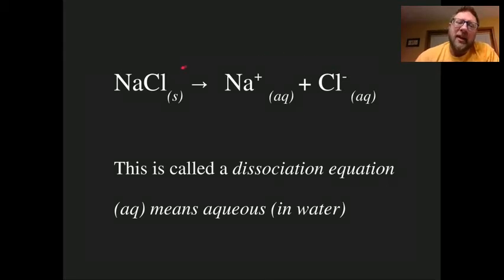If we go over on this side, to the left of the arrow, we notice there is no charge on here. So we have no charge on the left side, no charge on the right side, and our charge is also balanced. So the things we want to look for in a correct dissociation equation are balanced atoms, or balanced particles, if we want to count ions, and balanced charges.